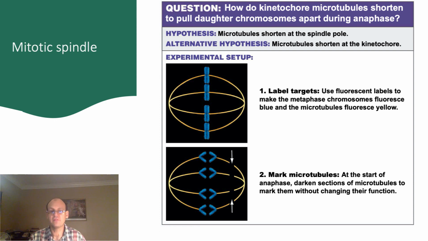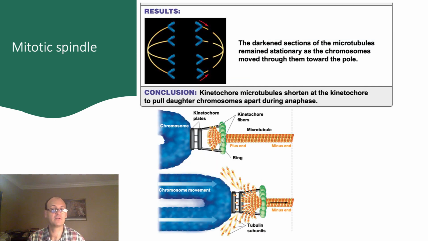You can see that if the first hypothesis is correct, that microtubules shorten from the centrosome at the edge of the cell, then this dark patch on the microtubules would move outward toward the periphery of the cell as the chromosomes are reeled in. If the second hypothesis is true, then the chromosomes would move along the microtubules and eventually pass the dark patch on the microtubules. The results from this experiment showed that the chromosomes walk their way up the microtubules. The dark patch did not move.